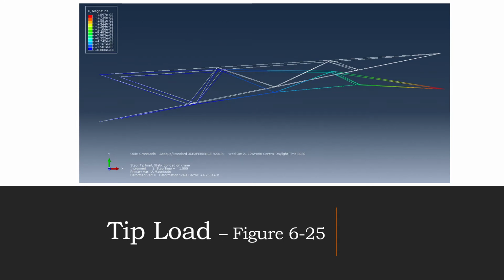And then here is figure 6-25, which is the undeformed truss superimposed on the deformed truss with the tip load included on it after we ran the job. So this is the result from that job. And you can see that the tip load just kind of made the front of the truss deform down. As you can see, it's red at the tip, so that's where the most load is being applied.